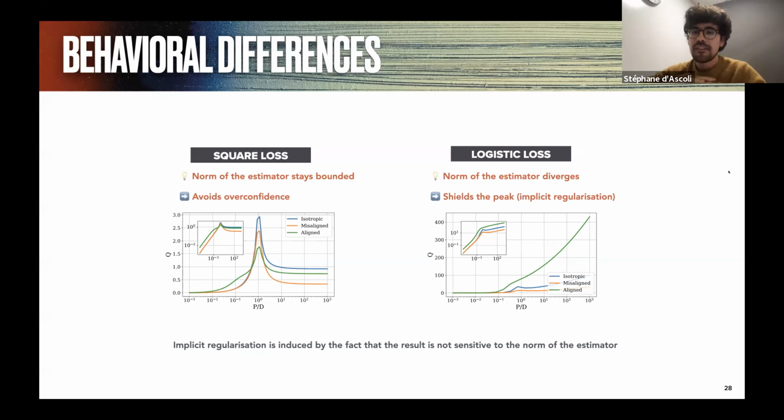And in particular, this increase of the norm of the estimator kind of shields away the overfitting peak, because we saw in the square loss, this overfitting peak was due to a large norm of the estimator. Here, it doesn't matter to have a large norm because in any case, your outputs are squashed between 0 and 1. And so this is really what induces some implicit regularization for classification, is the fact that you only look at the sign of your labels or the probabilities if you apply a softmax.